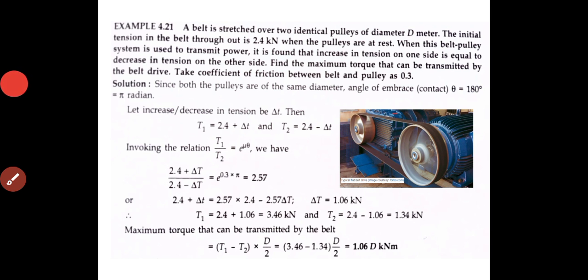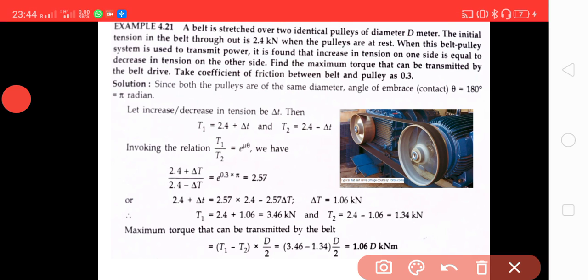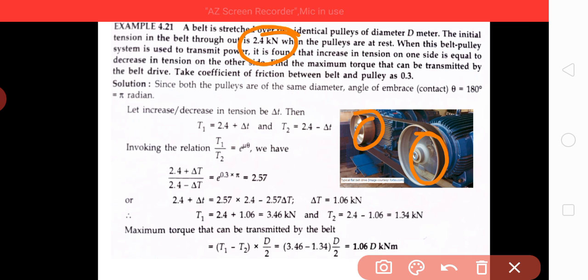Now a few numericals on this. This numerical I have taken from Dr. D.S. Kumar, Engineering Mechanics. A belt is stretched over two identical pulleys. The pulleys are of the same diameter, this pulley and this pulley have the same diameter D. The initial tension in the belt throughout is 2.4 kilonewton. When the belt is not driven, just lapped over the two pulleys, the tension is measured to be 2.4 kilonewton when the pulleys are at rest.